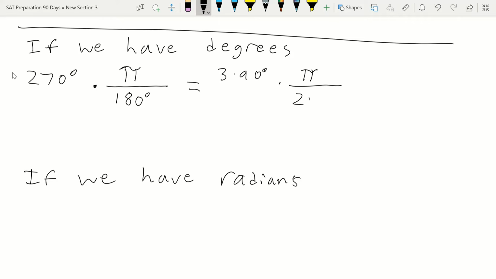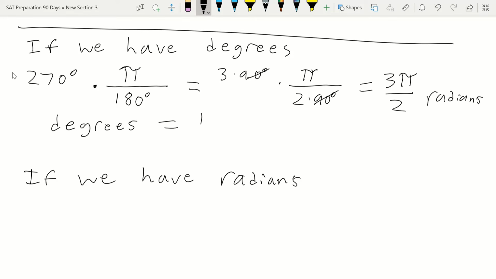We can convert that to 2 times 90 degrees, because that's equal to 180 degrees. Cancel our 90 degrees, right? And we're going to be left with 3 pi over 2, right? So that would be our number of radians. That is equal to 270 degrees. So the equation that you're going to want to put down for this is our degrees times pi over 180 degrees gives us our radians.